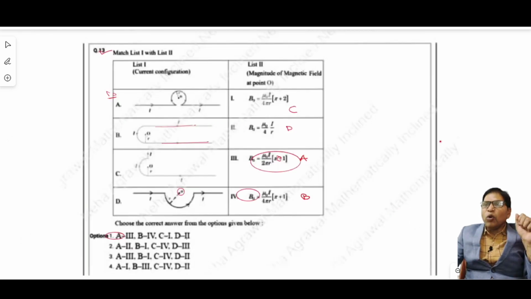Okay. Now look at this, C1, A3, B4, and D2. So option A is correct.